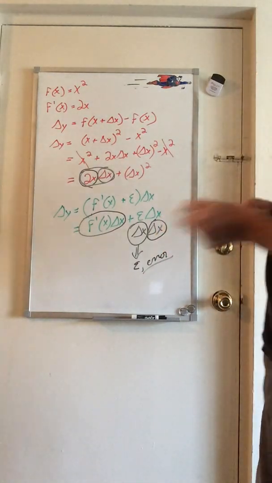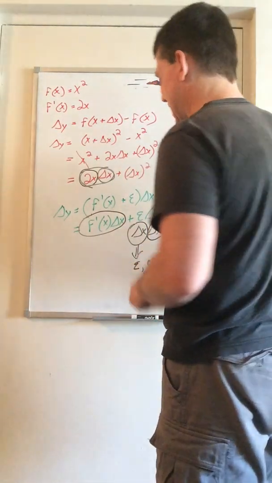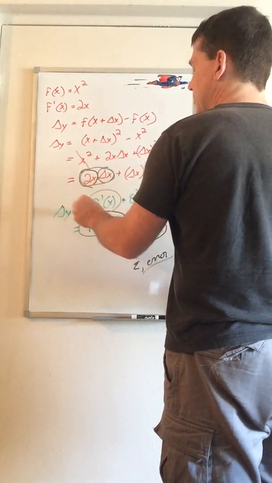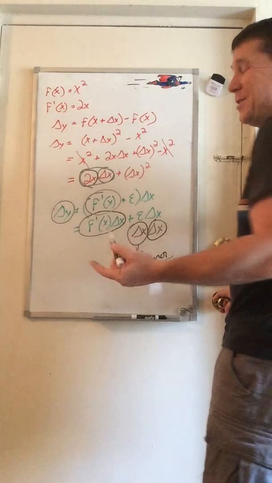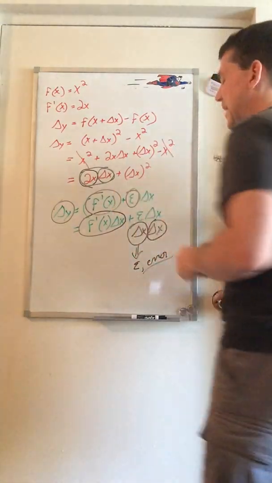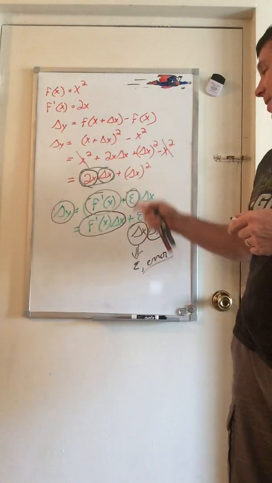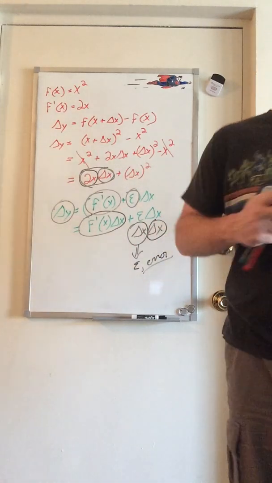In your book's notation up here, this part right here is called the principal part of the delta y, the principal part of the change of the derivative. This is called the error part. And here, the error for this one is delta x.